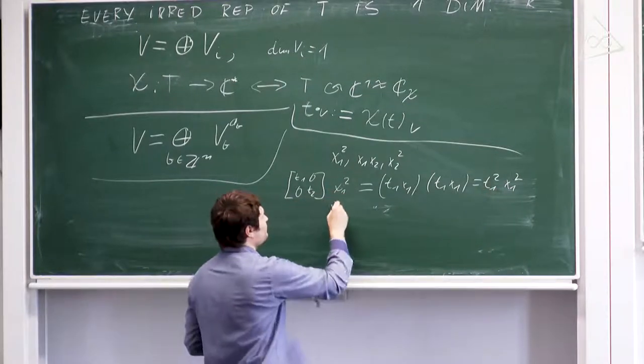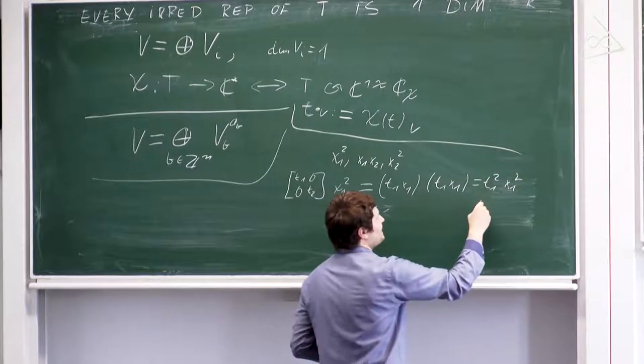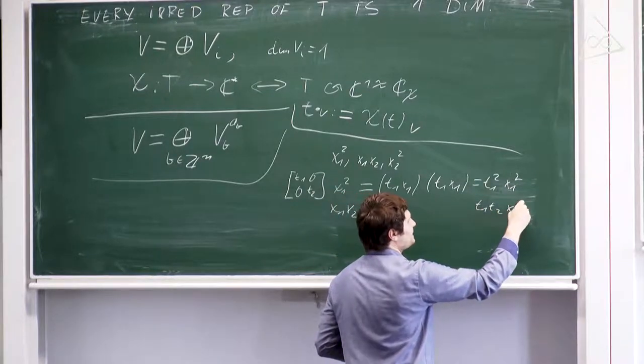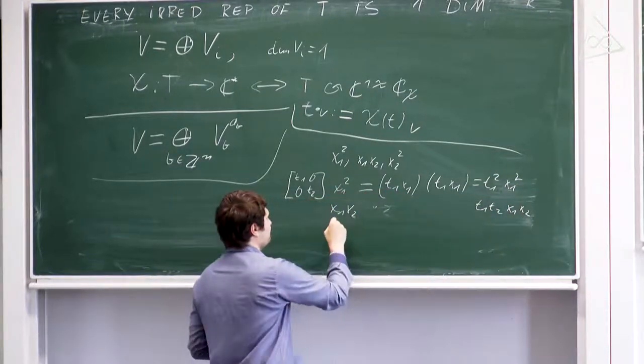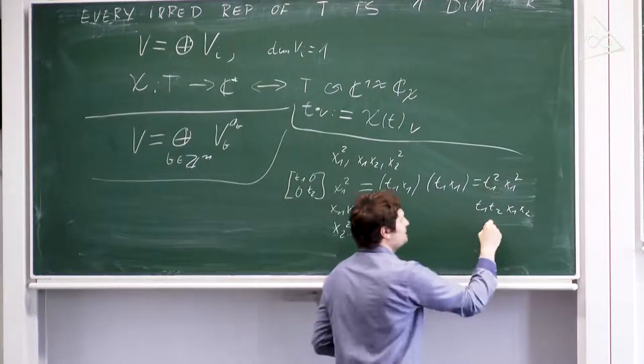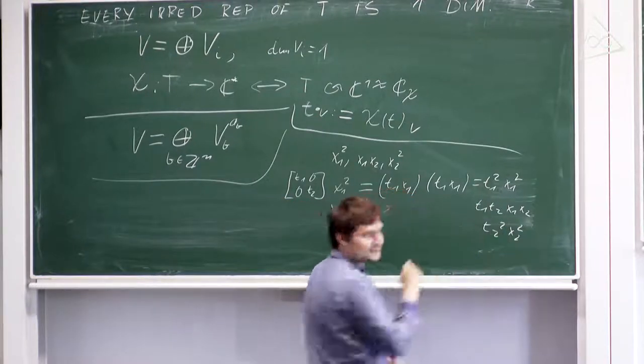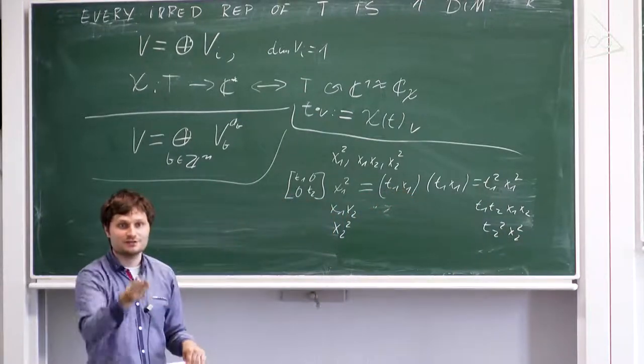Okay, now the same with x1 x2. You will get t1 t2 x1 x2. And x2 squared goes to t2 squared x2 squared. That's obvious. No, a question.